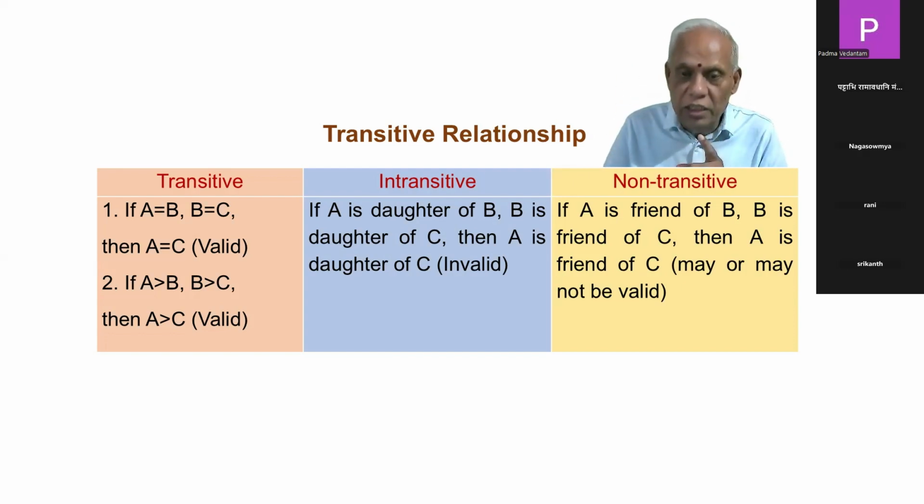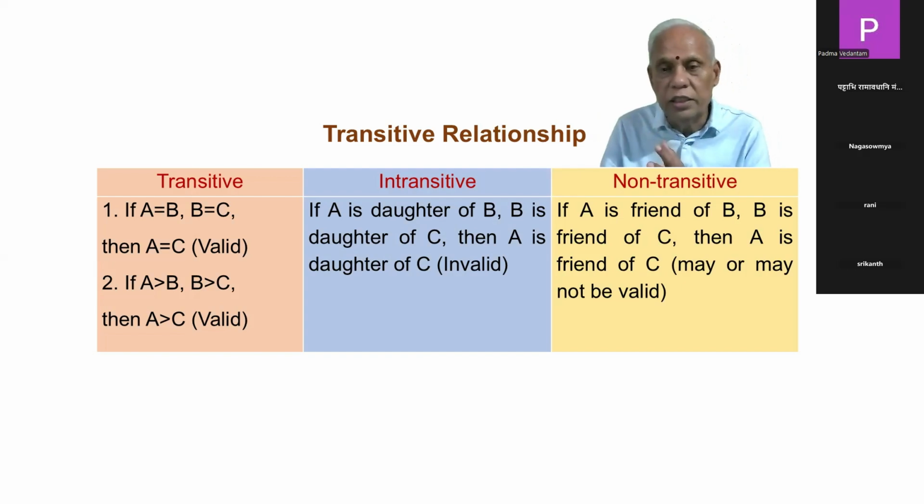Why? If A is daughter of B and B is daughter of C, C becomes grandfather of A, and A becomes granddaughter of C. So A does not become daughter of C. So this is an invalid argument. In such a relationship, the argument goes invalid. This relation is called intransitive relation. You cannot transfer the relation with reference to the middle term.